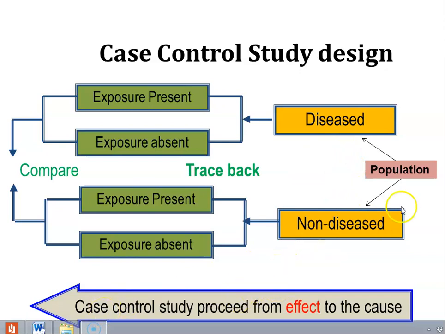Now here you have seen that we started with the cases and we ended with their exposure history. So we can say that we proceeded from effect to the cause. The cause is the exposure and the effect is the disease. And we have traced back our population to recall their exposure levels.